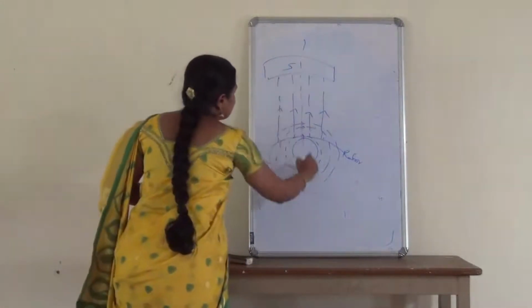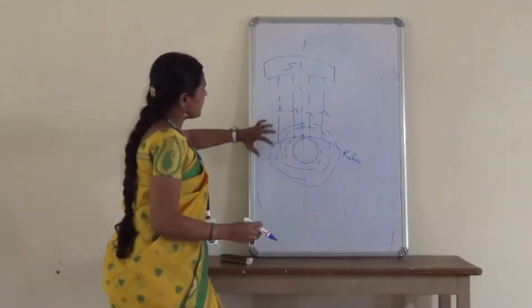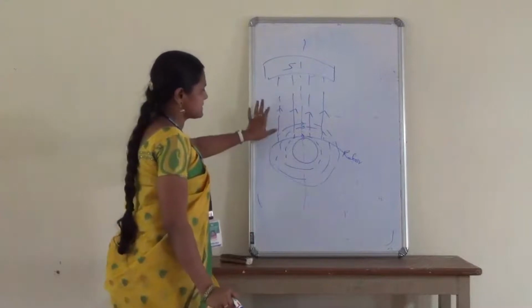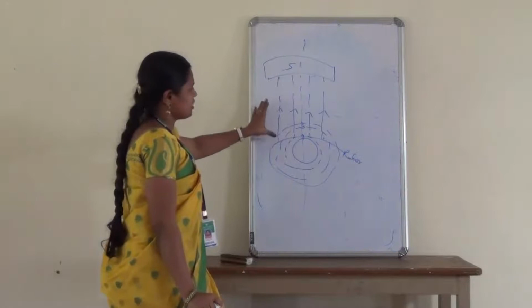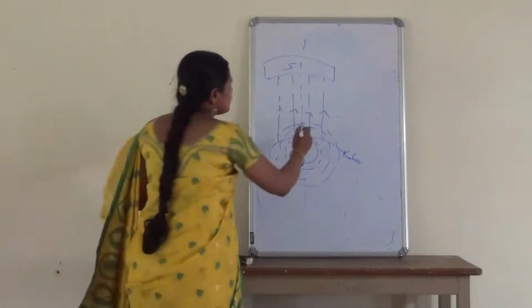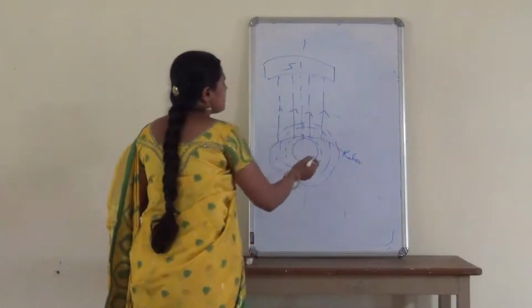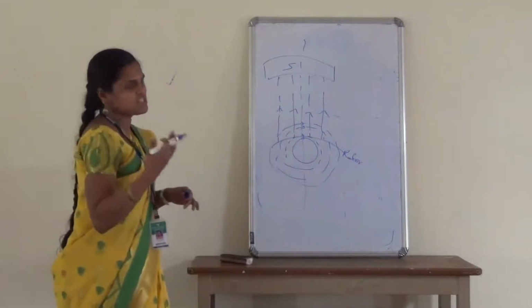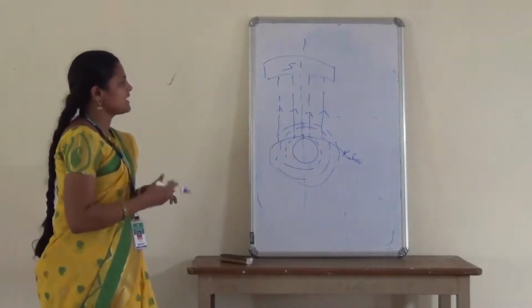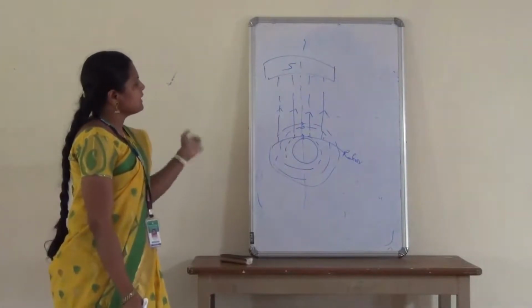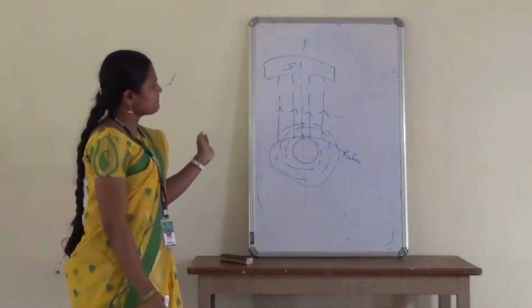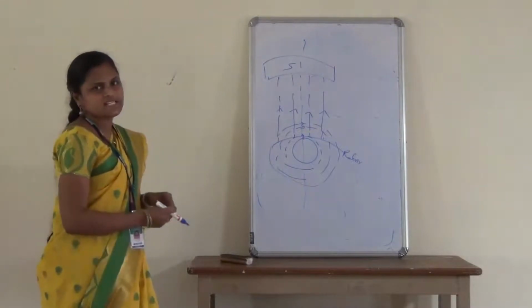Take the left half. In the left half, the directions of both fluxes are the same. So the fluxes add, and the flux density is more in the left half. In the right half, the directions of both fluxes are opposite, so both fluxes cancel and the flux density is less. So the force is produced from the high flux density area to the low flux density area.